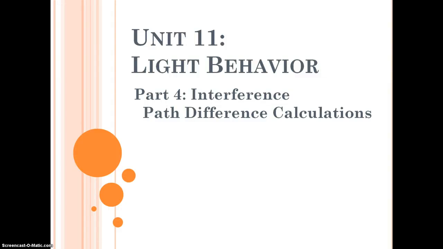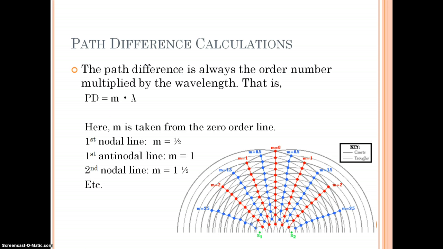As we look at interference, one interesting thing that is important to study in this section is path difference. Path difference will give us an indication of whether at a particular point on an interference pattern we will have constructive or destructive interference. So here's basically how the calculations work.